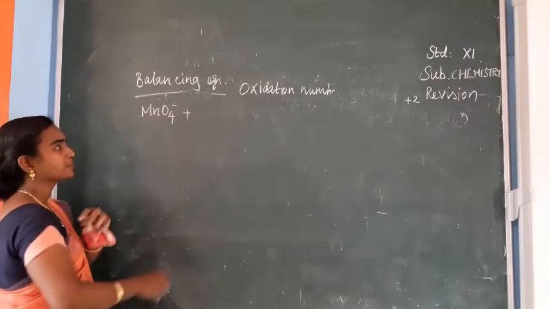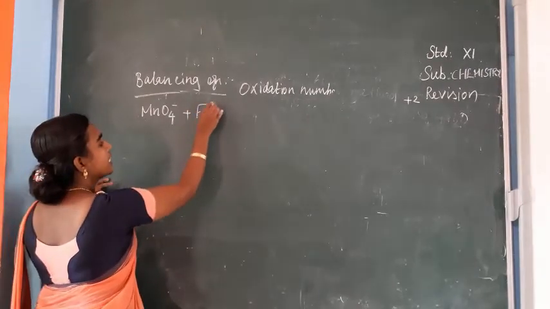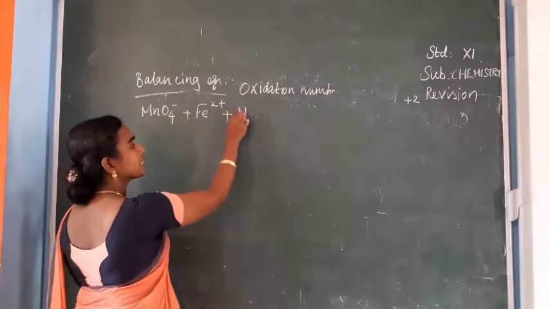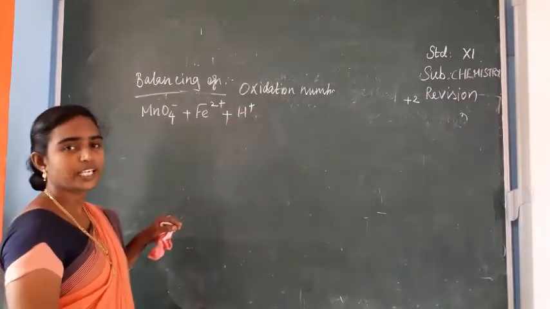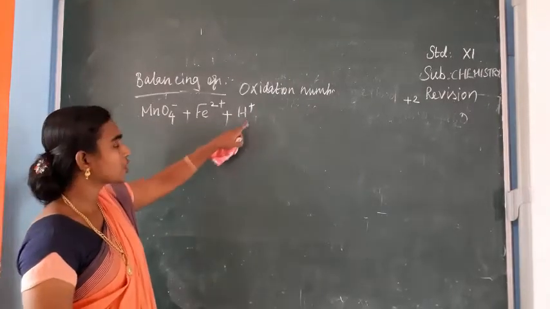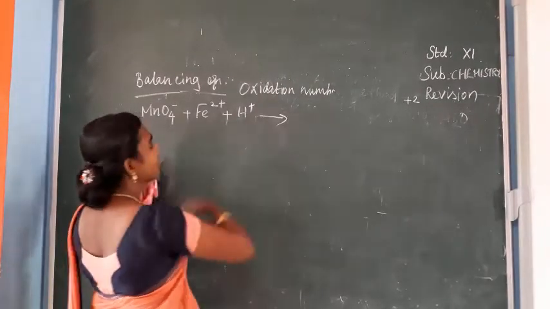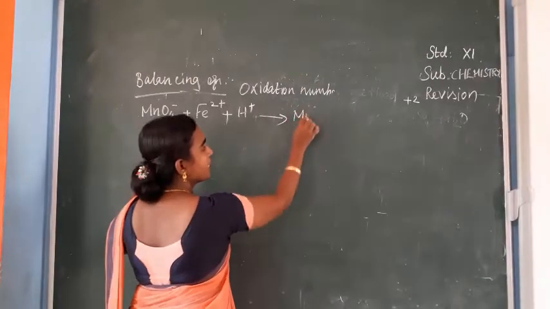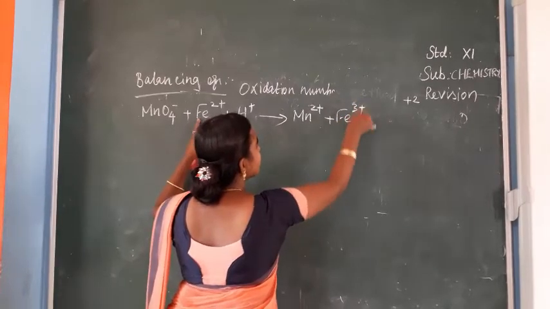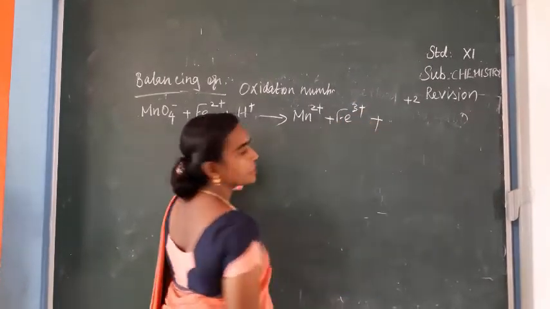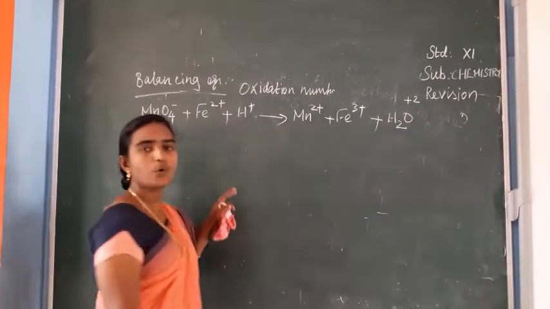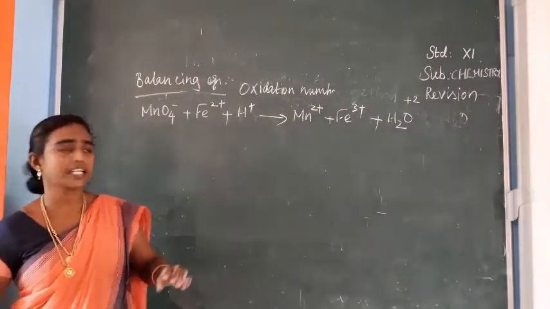MnO4 minus plus Fe2 plus plus H plus, and H plus denotes the sulfuric acid. I have written as KMnO4, FeSO4, here H2SO4. So it is giving Mn has converted into Mn2 plus, here Fe in 3 plus oxidation state, isn't it, plus H2O. So here also we have to note what is oxidation and what is reduction reaction.